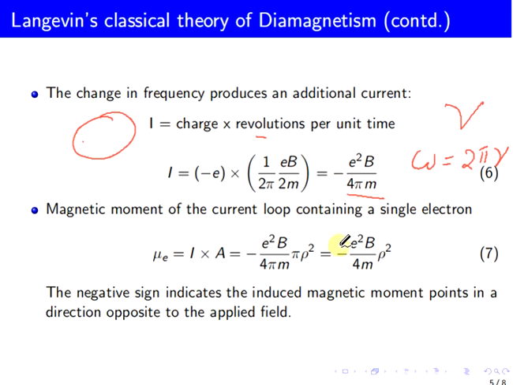So this expression becomes minus e squared B by 4m into rho squared, which is the expression for the magnetic moment. Here there is a negative sign, which indicates that the induced magnetic moment points in a direction which is opposite to the applied field.